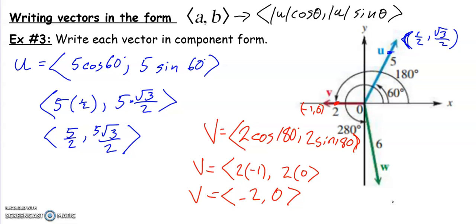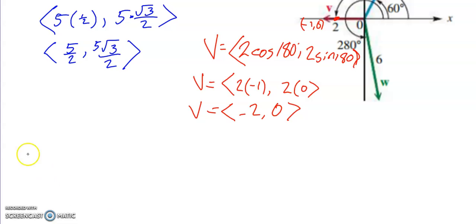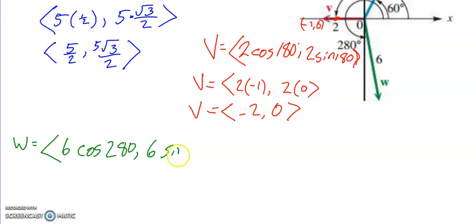Oh, and one more. We're going to find W. Let's write vector W in component form. Okay, so we are going to take the magnitude times cosine of 280, and then the B value is going to be magnitude times sine of 280. Now I know what you're thinking. Well, hey, wait a minute. 280 isn't on the unit circle. Your 180 was on the unit circle and 60 was on the unit circle. And I'm like, you're right, 280 is not on the unit circle. So we get to use our calculator.